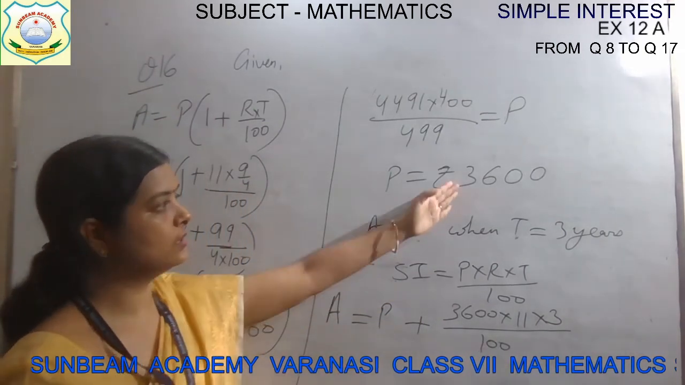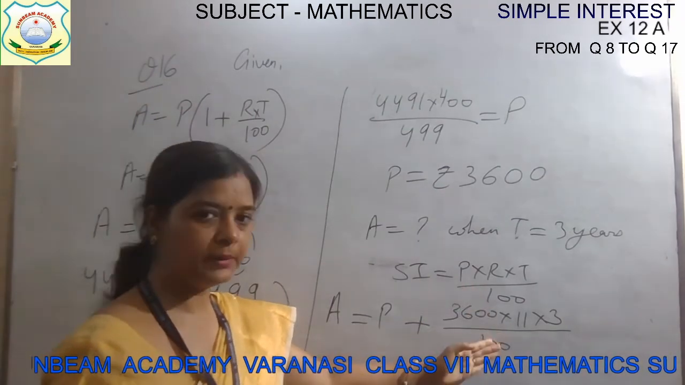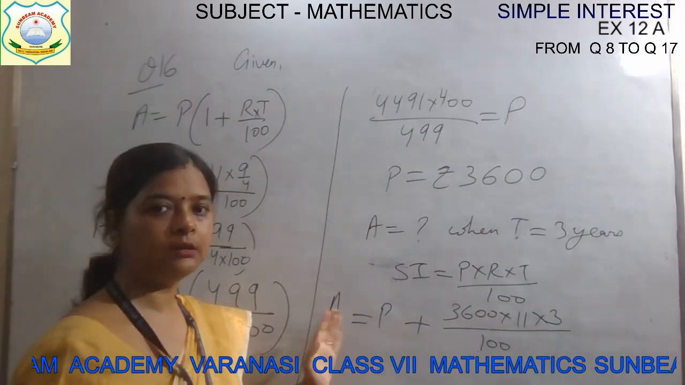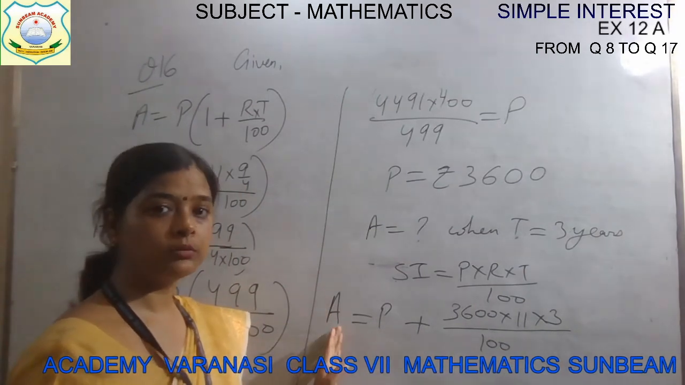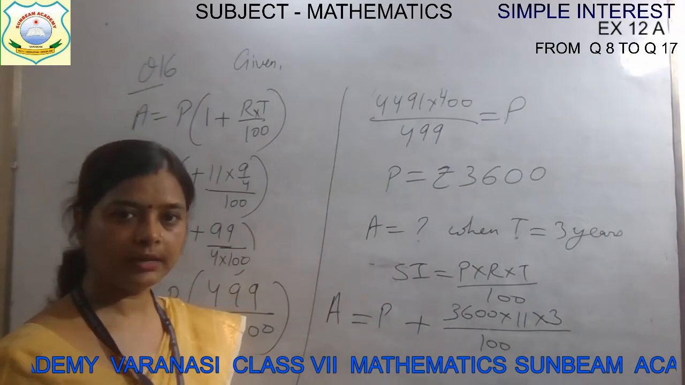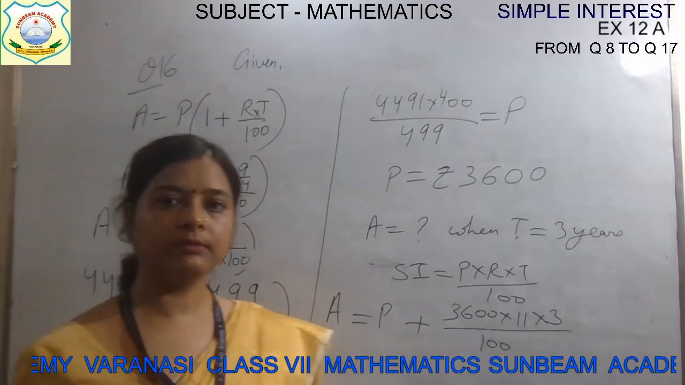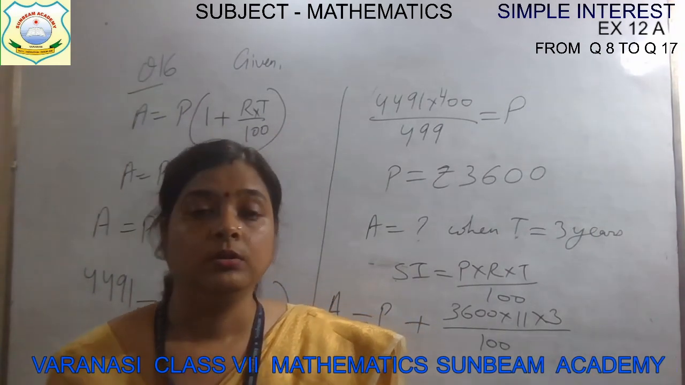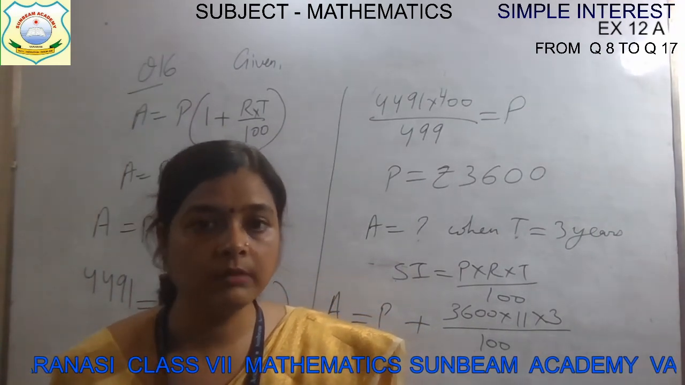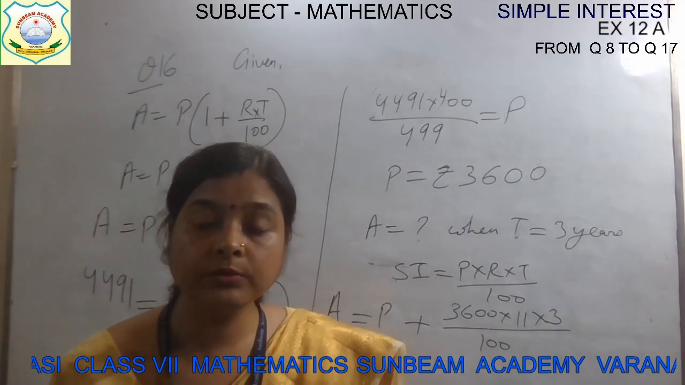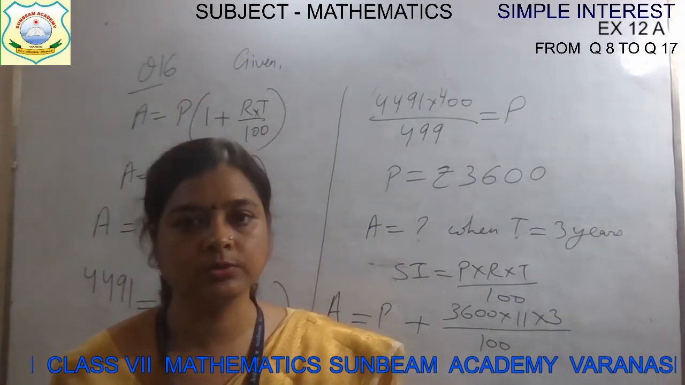Principal money is 3600. So solve the simple interest. After solving simple interest, add it to the principal so that you will get the amount. Which amount? After 3 years. Clear? So in this way we can solve the question. Time is exceeding very high. So the rest of the question you will solve in your homework copy. Which rest of the question? From 8 to 17, all odd number questions.